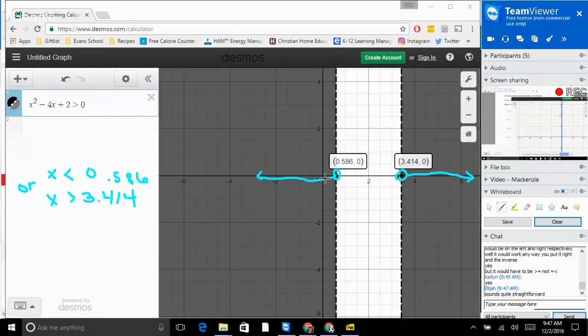So, easy point, right? When x equals 0, 0 minus 0 plus 2. 2 is greater than 1, so that's true. And then you could say when x equals 4, is it true? Straightforward. I like it, Elijah.